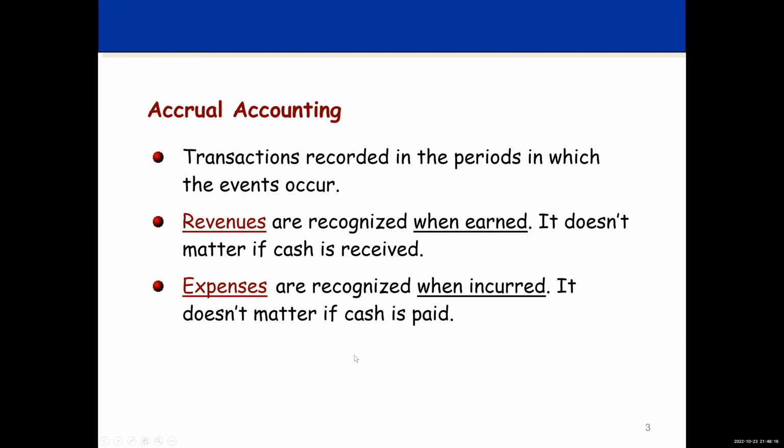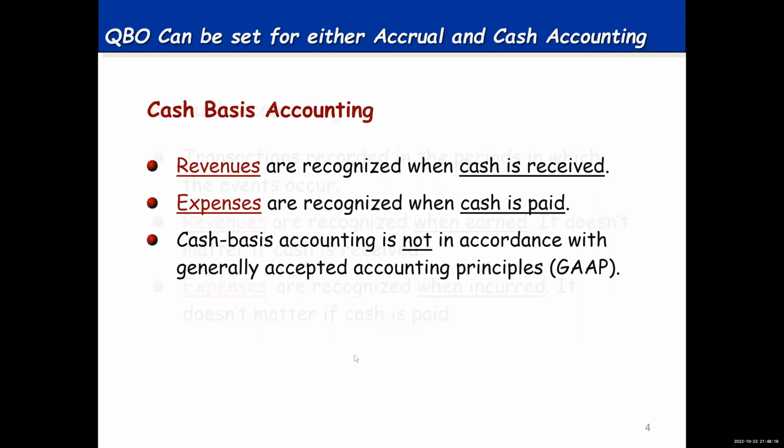Now, you can work on the cash basis. And, you know, cash basis is very simple because you can only record revenues when cash is received. And you can record expenses only when cash is paid. Now, cash basis of accounting is not in accordance with generally accepted accounting principles. That's GAAP. So you say, well, why are you telling me this if it's not GAAP?